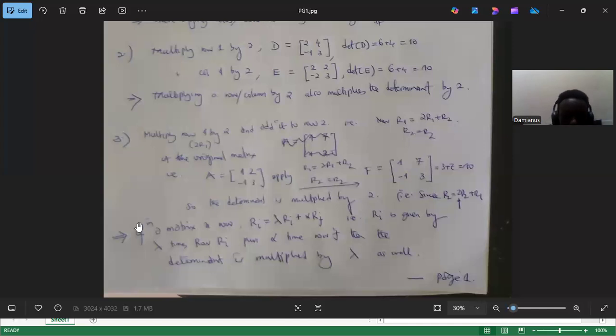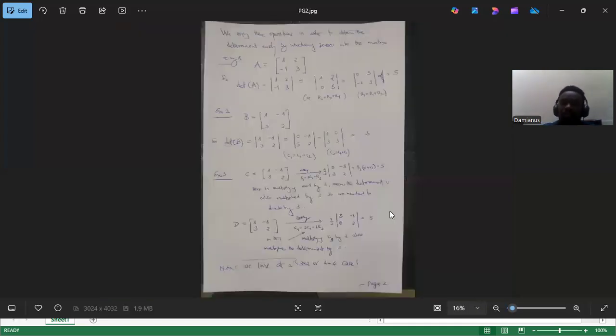All right. So if in a matrix, actually a row or a column, is built like this, okay? You go to row I and make your row I itself multiplied by a scalar, which you're calling lambda, plus any other row J multiplied by some scalar alpha. That is, Ri is given by lambda times row I plus alpha times row J. Then the determinant will be scaled by this lambda, the one that you modified, okay? Here we modified row 1 by 2, so the determinant is also multiplied by 2. So that's basically how it works.